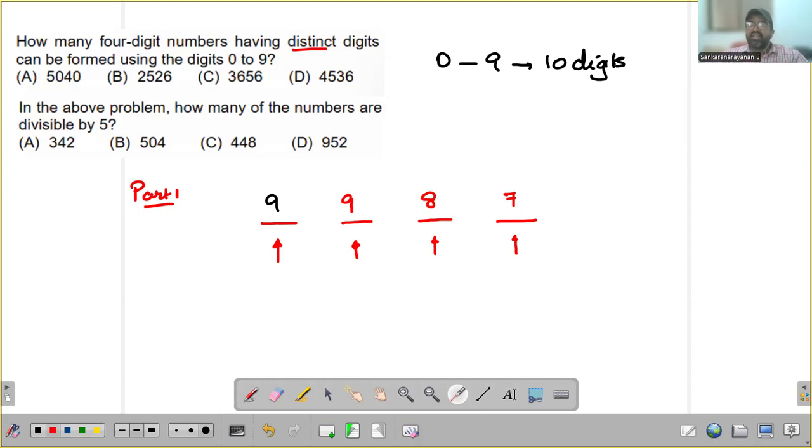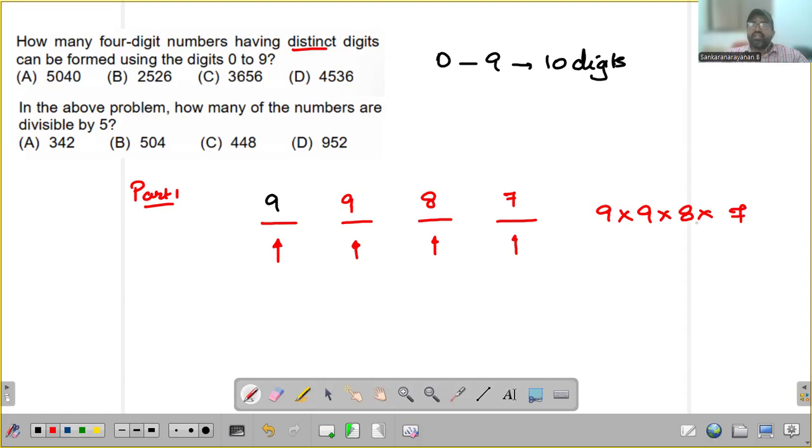I have used 3 digits from 10, when 3 goes off, 7 remaining. 7 ways I can take care of our units position. So the number of ways altogether I can deal with these positions are 9, 9, 8, 7. The number is formed only when you take care of the thousands position and the hundreds position and the tens position and the units position. So my answer will be 9 into 9 into 8 into 7.